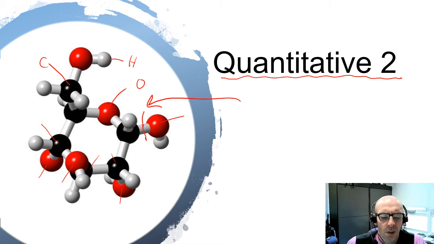How much carbon could you get from this? How much hydrogen could you get from this? What mass of hydrogen could you get? And that's what we're moving on to today.